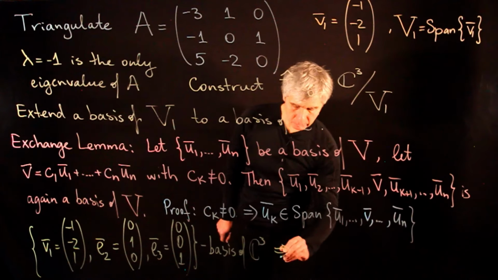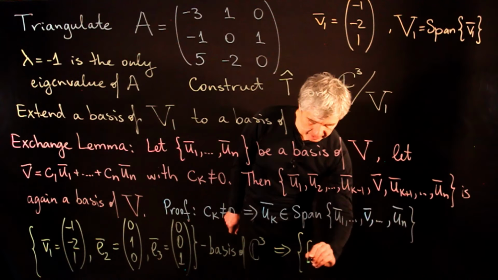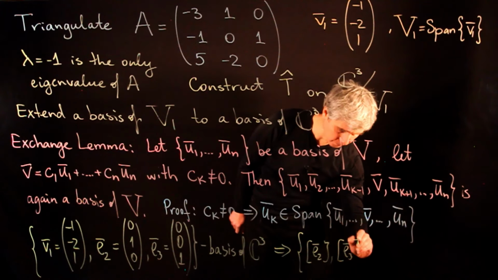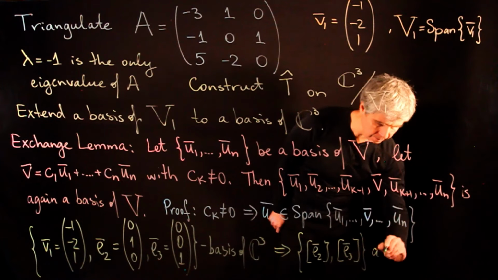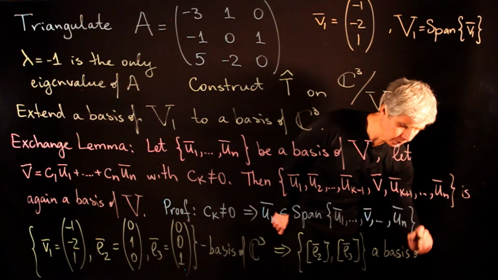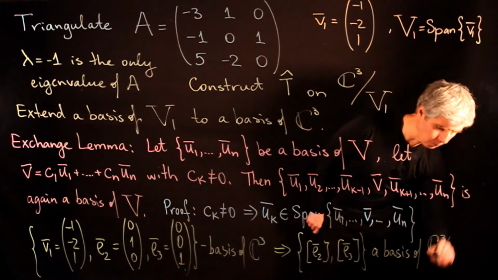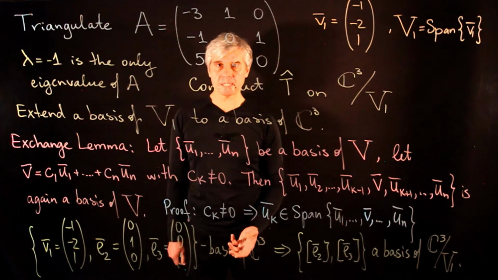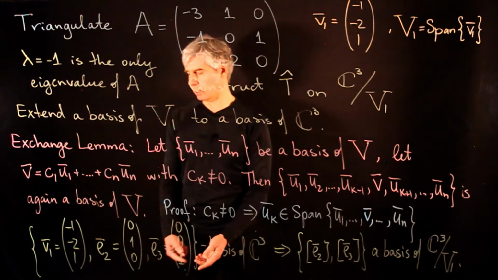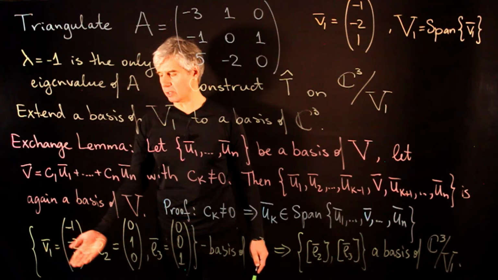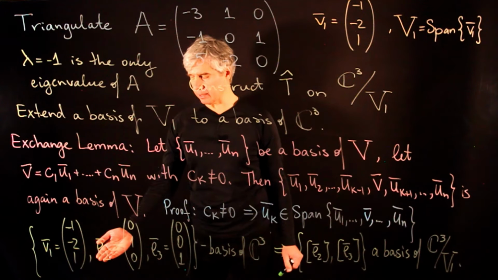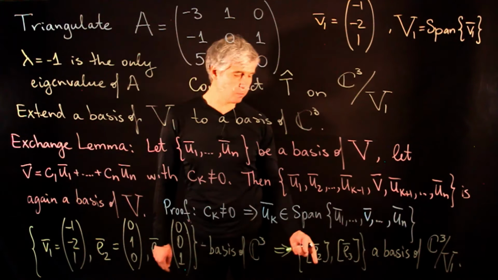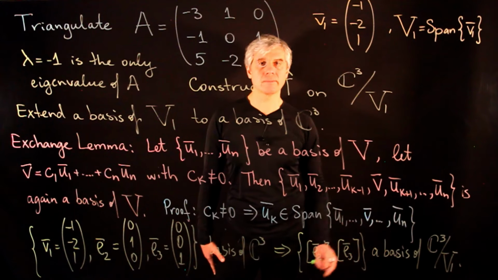And from here, it follows that the equivalence classes of vectors e2 and e3 form a basis of the quotient space C3 quotient by V1. We proved this result that connects a basis of the quotient space and a basis of the whole space. So if we take a basis of a subspace and extend it to a basis of the whole space, then equivalence classes of the additional vectors will form a basis in the quotient space.